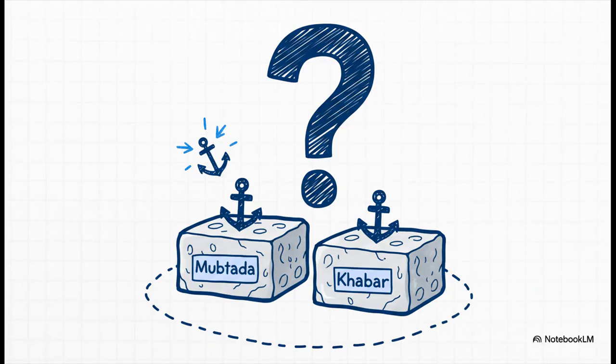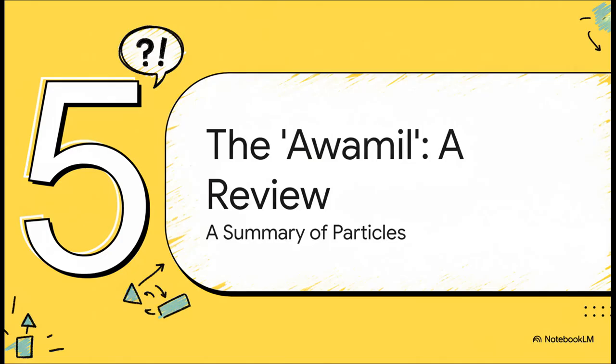You can think of these question particles as polite guests. They come into the sentence, change its function from a statement to a question, but they don't rearrange any of the furniture. The mubtada stays rafa, the khabar stays rafa. The core structure is left in its pure default state. Pretty cool, huh?